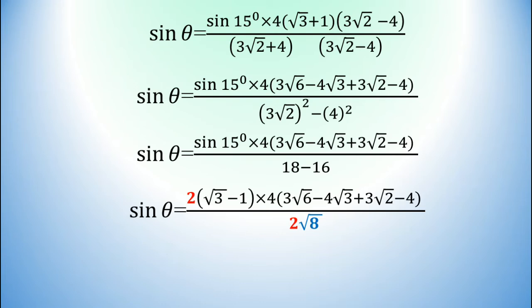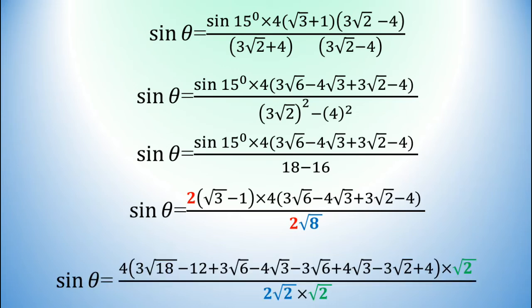Now furthermore you can simplify. Root 8 can be written as 2 root 2. 8 is equal to 4 into 2, then the square root of 8 is the square root of 4, which is 2, and 2 root 2. Now multiply both the numerator and the denominator by root 2. I mentioned it in green color.